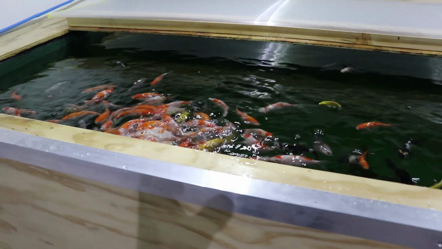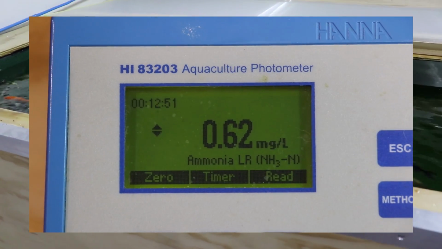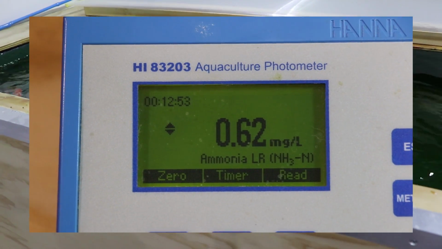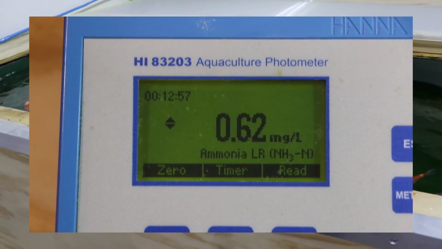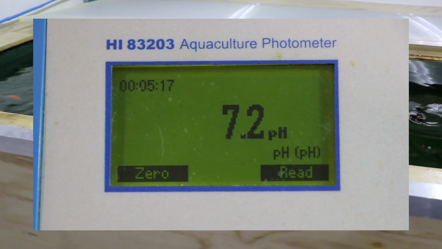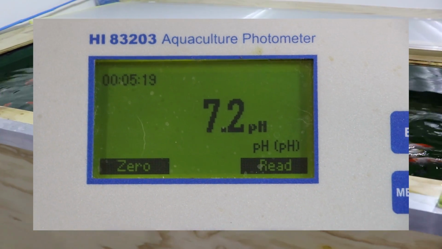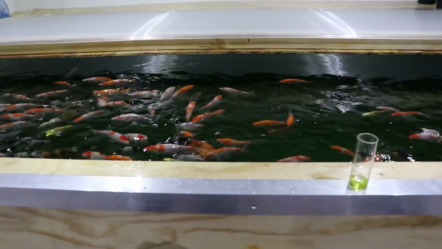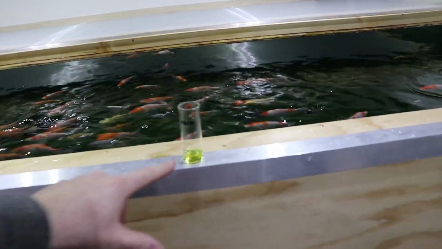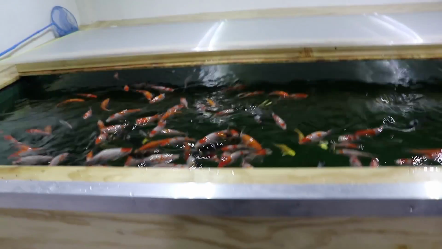So my ammonia is currently 0.6 milligrams per litre, which is pretty good. I'm pretty happy with that. We'll get into more about that later. My pH is 7.2, which we'll talk about again later. My carbon hardness is 5, which I'm pretty pleased with. That's stayed up there nicely.